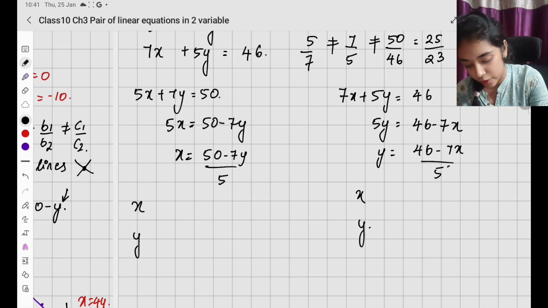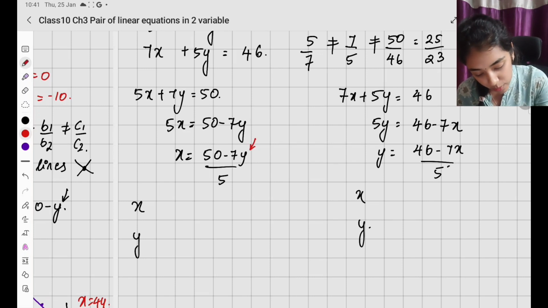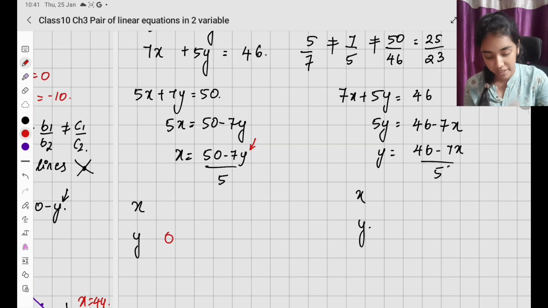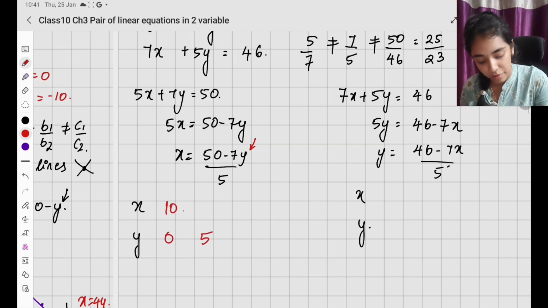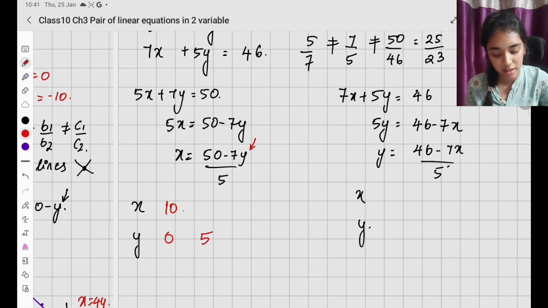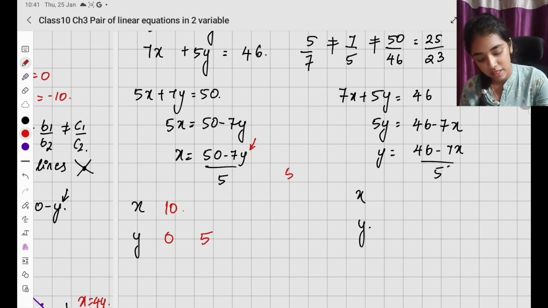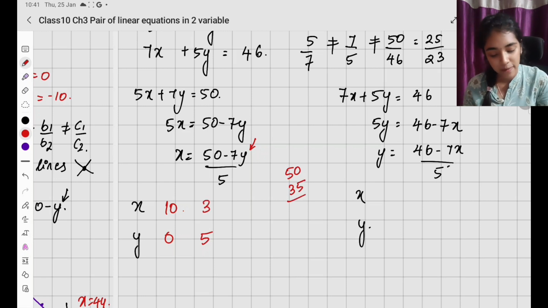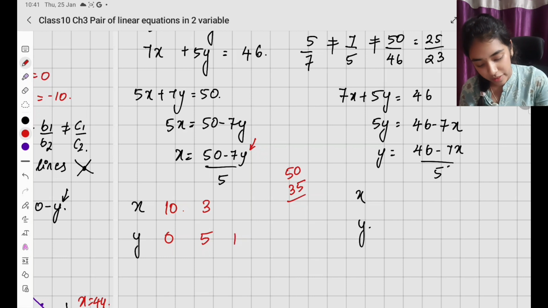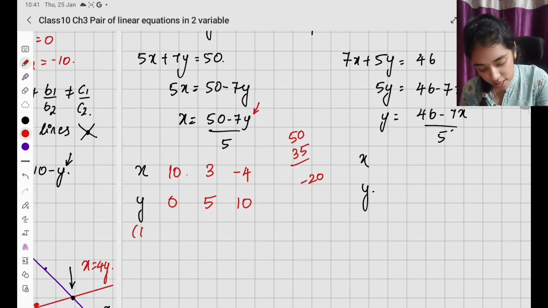Okay. Let me find the values. So when I put the value of y equals 0, we have 50 divided by 5 which is going to be 10. Next, now 7 5s are 35, right? Let us take the 5 table multiples. 7 5s are 35. So it is going to be 50 minus 35. What is 50 minus 35? It is going to be 15. 15 by 5 is going to be 3. Okay, next can we take 10? So when the y value is 10, we have 50 minus 70. So minus 20 divided by 5 which is going to be minus 4. Okay, so what are the points? You have 10, 0, 3, 5, minus 4, 10.